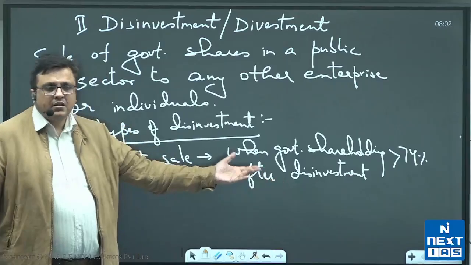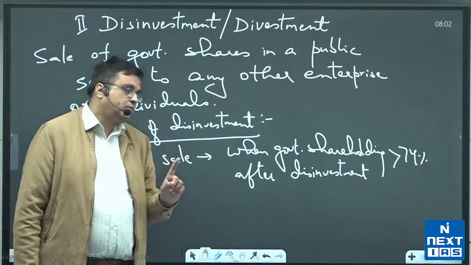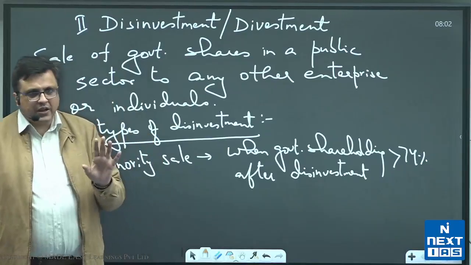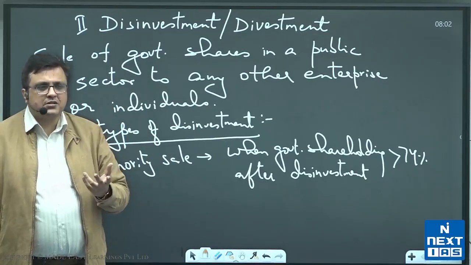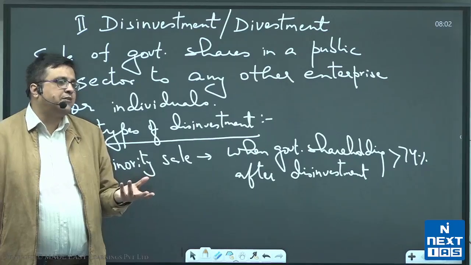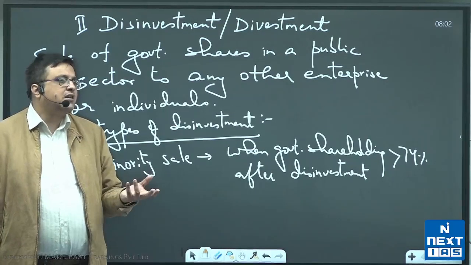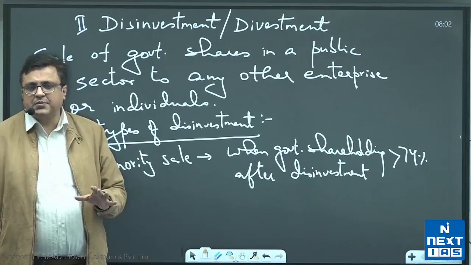All right, why sell then? What's the purpose of doing it? Two. One, I'll make you write these purposes, but I'm just introducing you to them. One, raising money, of course. When you sell these shares, you get money. Like government sold 3.5% shares of LIC, and government made 20,000 crore rupees out of that. So obviously, one reason is money.